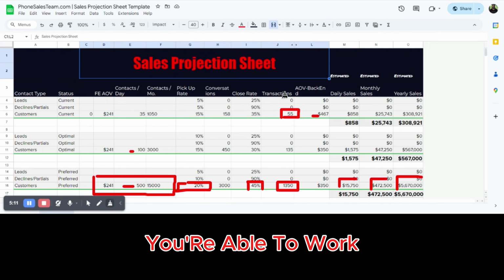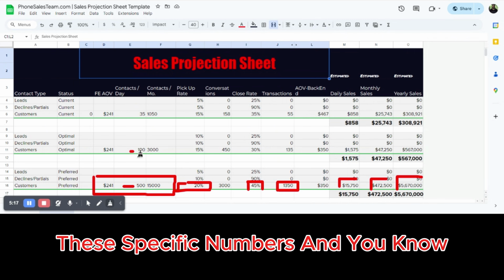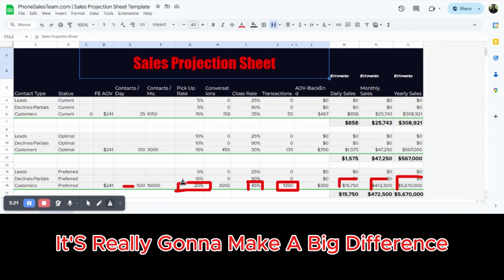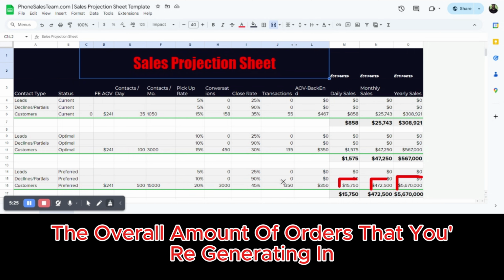Now with the sales projection sheet, you're able to stay on top of the metrics that matter. You're able to work on the metrics that you see are failing to reach these specific numbers. And it's really going to make a big difference for your overall net revenue and the overall amount of orders that you're generating in your system.